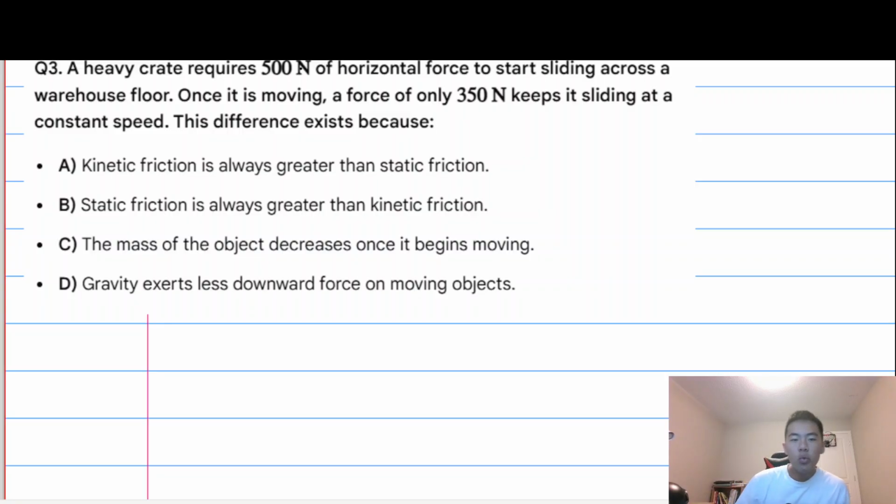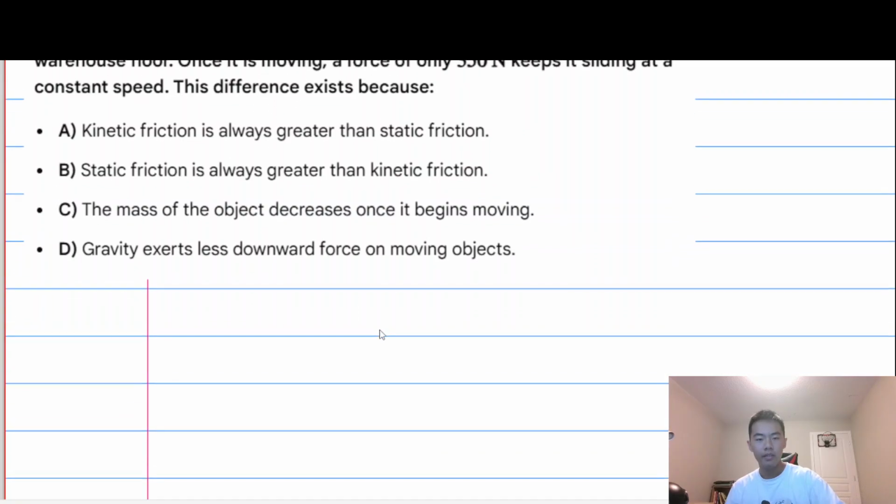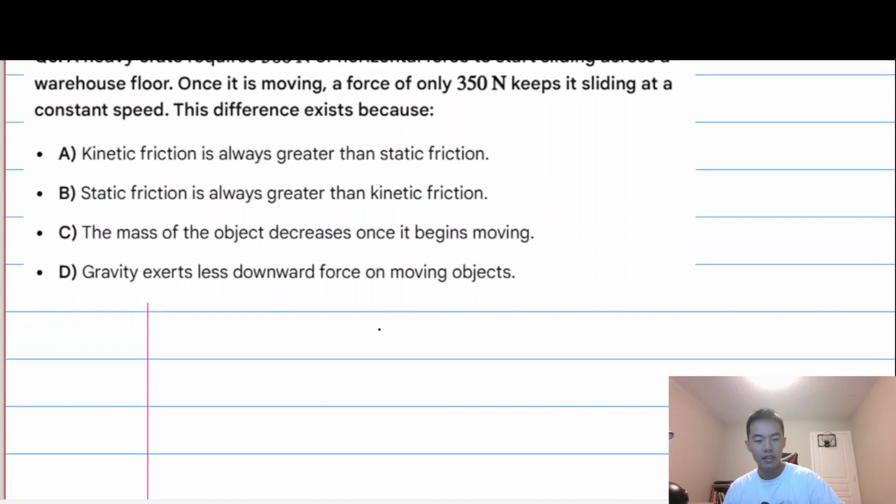A heavy crate requires 500 newtons of horizontal force to start sliding across a warehouse floor. So let's draw this scenario. Honestly, it doesn't really matter, but I'll draw it. And imagine we were pushing it with what? With 500 newtons of force to start sliding.